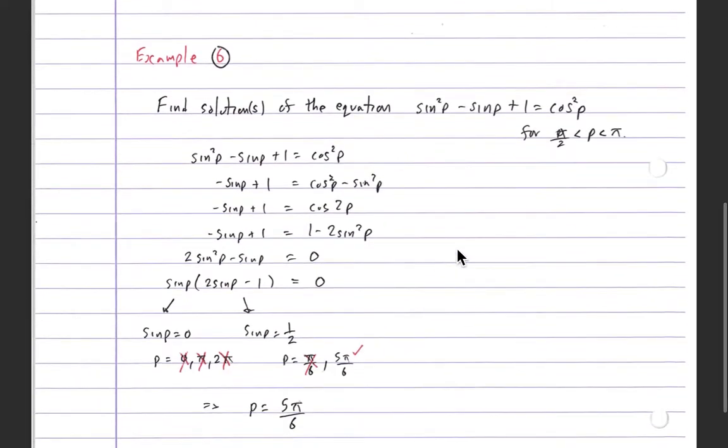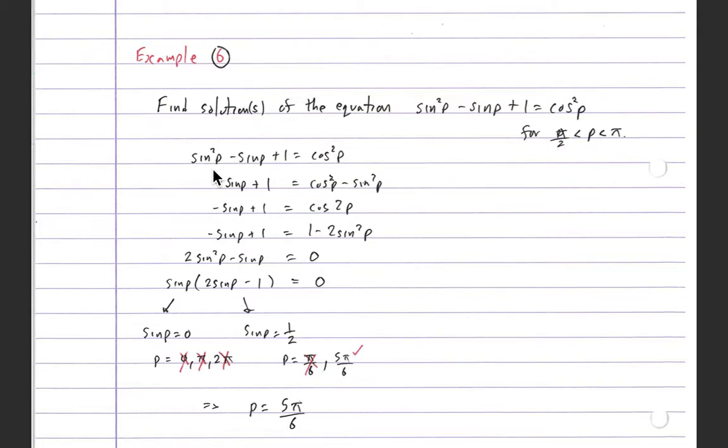Finally, example 6. Find the solutions of the equation sine squared p minus sine p plus 1 equals cos squared p, for p between pi over 2 and pi, 90 degrees and 180. This is an unusual question, but it's useful to help explore some of the ideas. There may be one solution or there may be more than one.